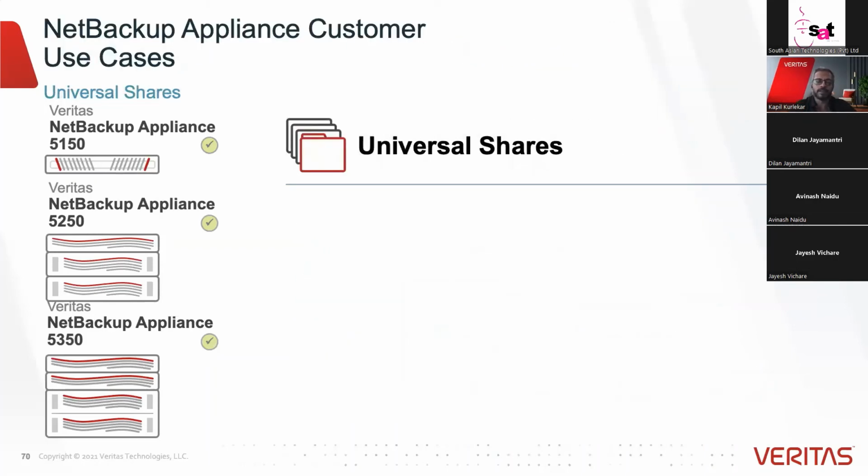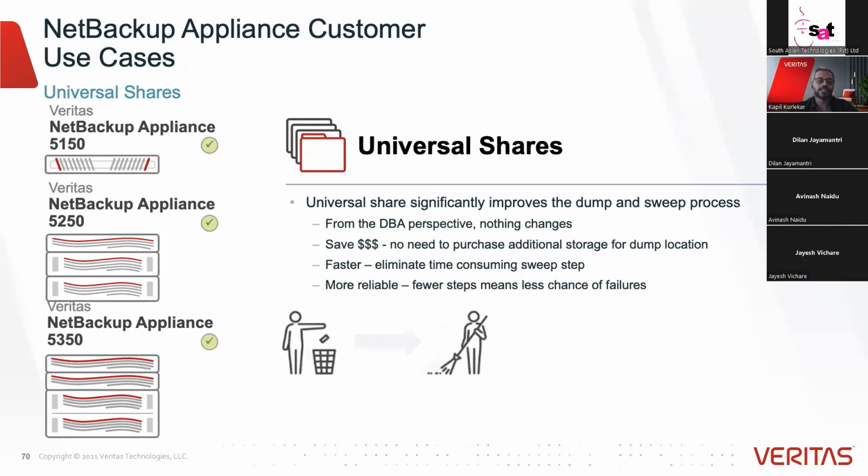Universal shares are significantly improving the dump and sweep process. From the DBS perspective, nothing changes really, right? So there is no need for additional storage for the dump location. The NetBackup appliance itself can act as a storage device.